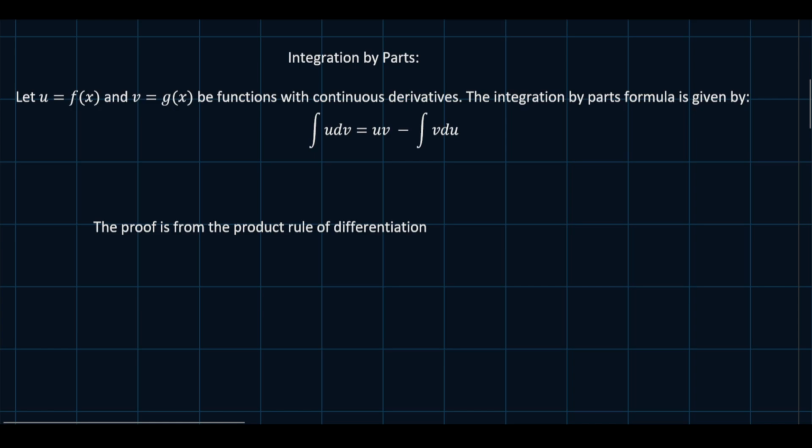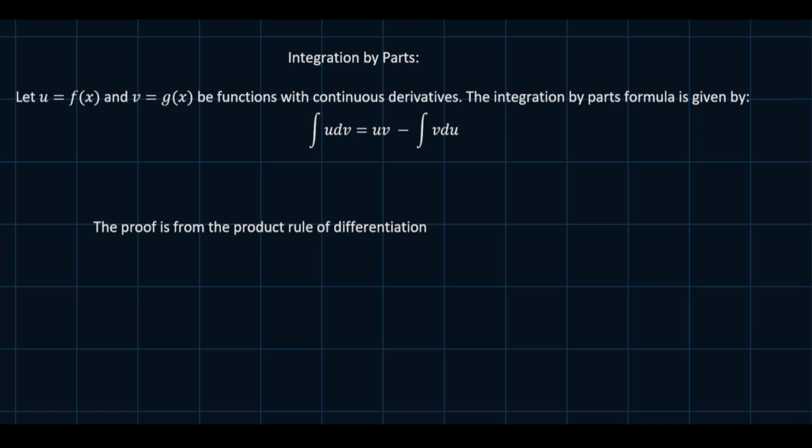Okay, integration by parts, if we have two functions of x, u, and v, which have continuous derivatives, the integration by parts formula is given by this one. The integral ng u dv is equal to uv minus integral ng v du. So how we arrive at this formula is by the product rule.